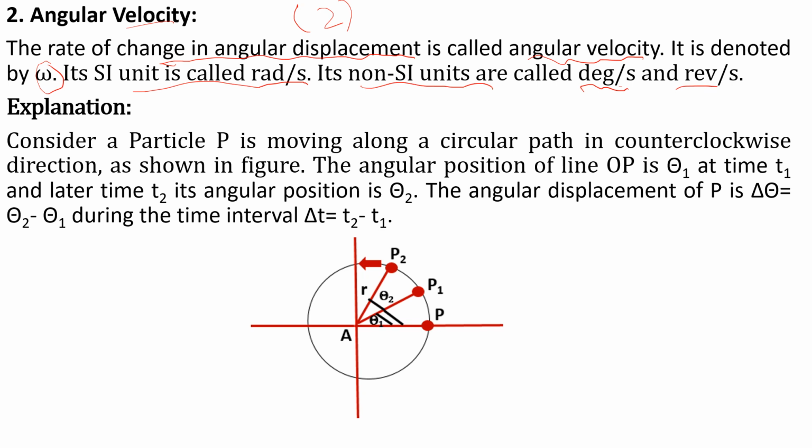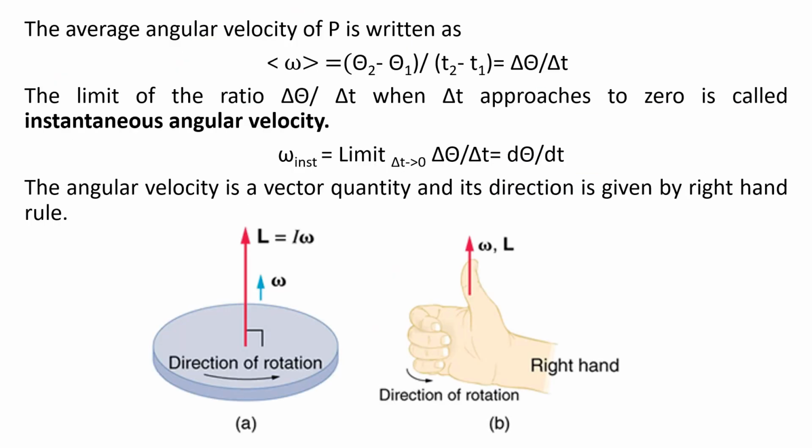Explanation. Consider a particle P, shown here in the figure, moving along a circular path in the counterclockwise direction. The angular position of the line OP is theta 1 at time t1 and later, at t2, it is theta 2. The angular displacement of P is delta theta equal to theta 2 minus theta 1 during the time interval delta t. Now the average angular velocity of P is written as theta 2 minus theta 1 over t2 minus t1, that can be written as delta theta over delta t.